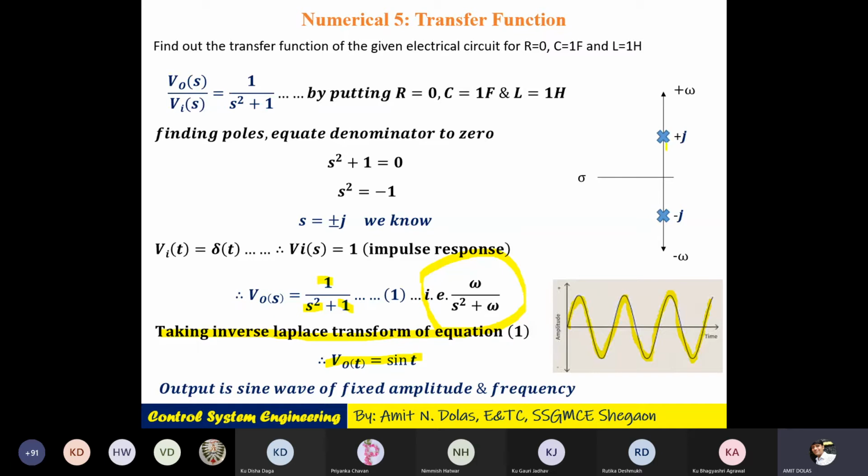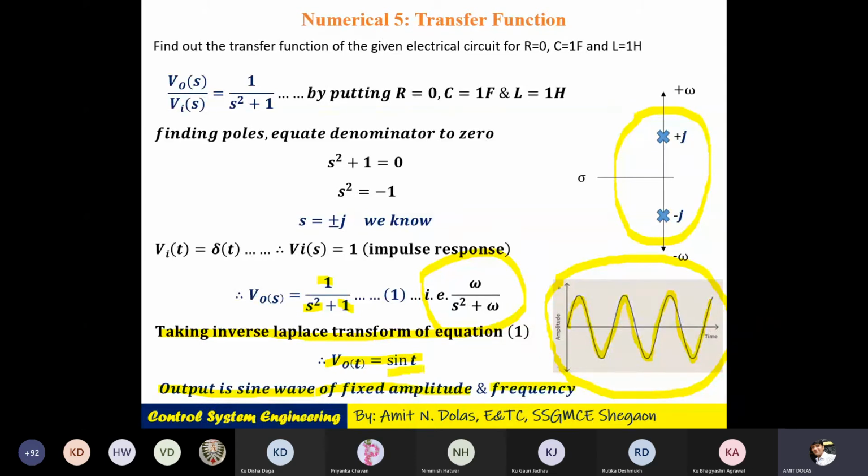So as I mentioned, the location of poles in the S plane directly tells whether the system is stable or not, and what type of output it will generate. So if there is a pole on the imaginary axis, at plus j and minus j, it will provide you a sinusoidal waveform. The output is a sine wave of fixed amplitude and frequency.